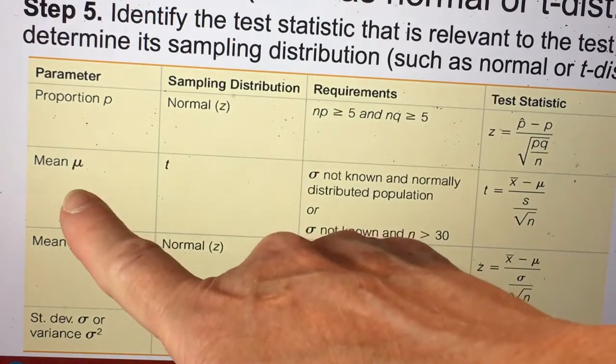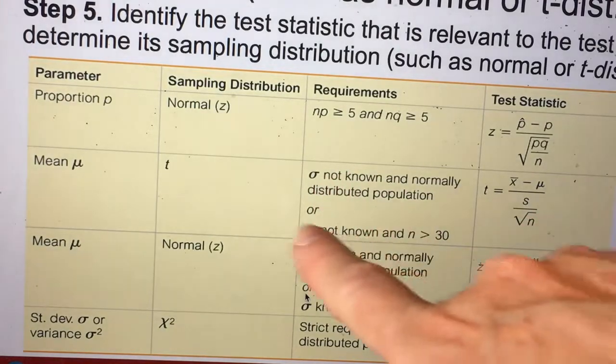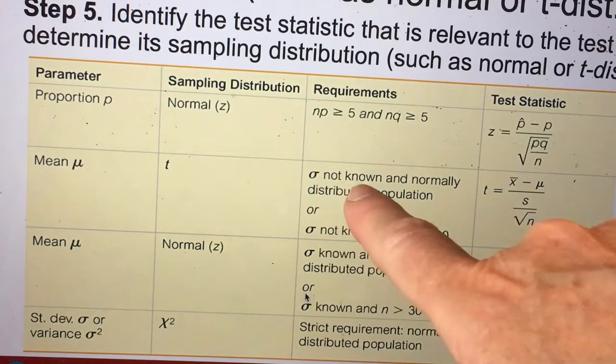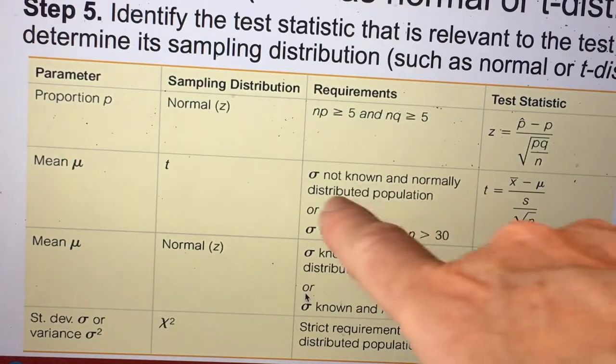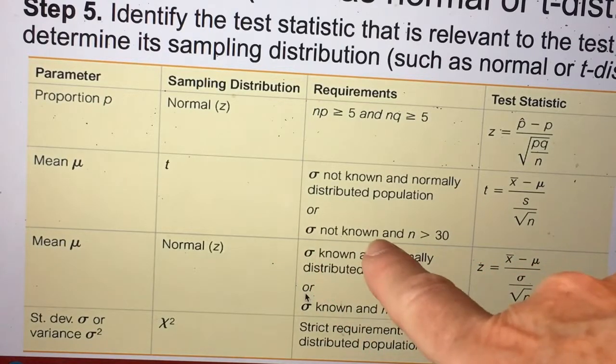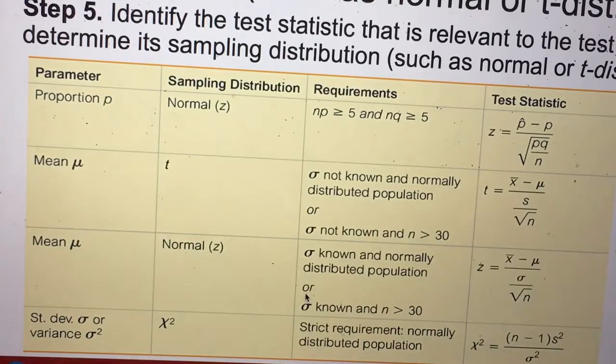If we're doing a mean test and these are met, and we do not know the sigma, and it is normally distributed, then we would use a t-test. If we do not know the sigma and the n is greater than 30, then we can use the t-test. The big deal is we use the t-test when we do not have a standard deviation.